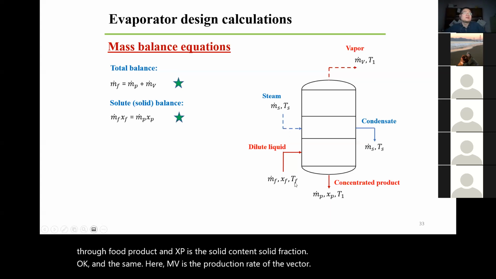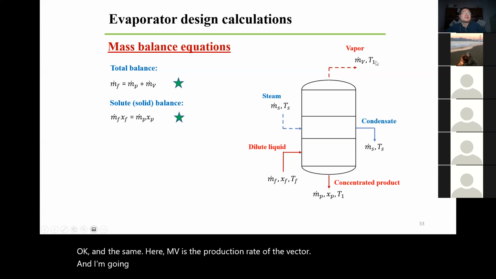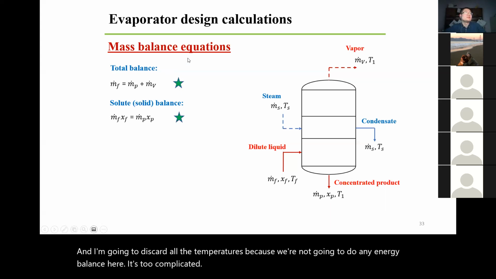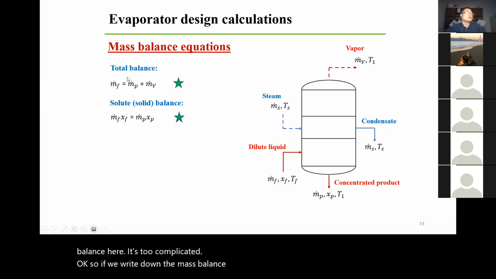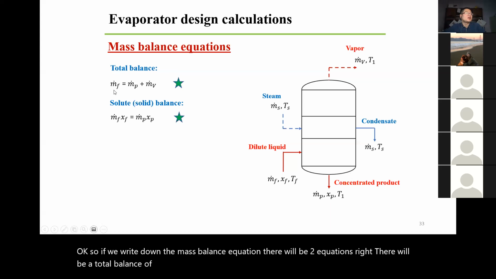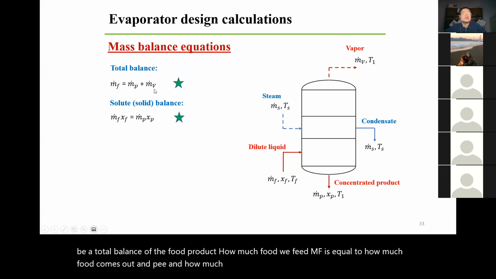And I'm going to discard all the temperatures because we are not going to do any energy balance here. It's too complicated. So if we write down the mass balance equations, there will be two equations, right? There will be a total balance of the food product. How much food we feed, MF, is equal to how much food comes out, MP, plus how much vapor is generated, MV. Is that understandable?